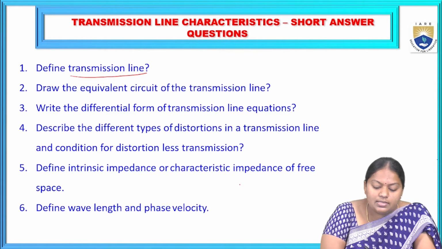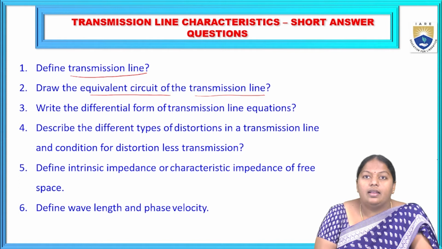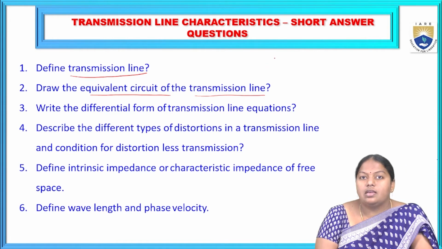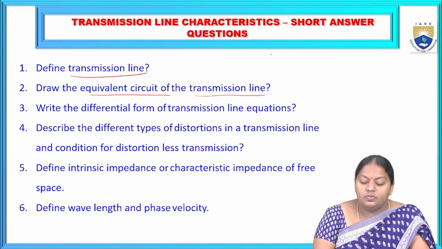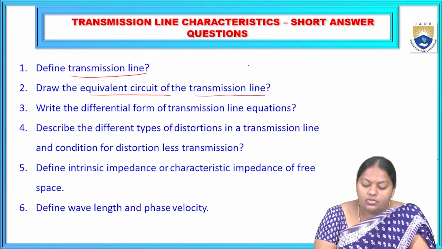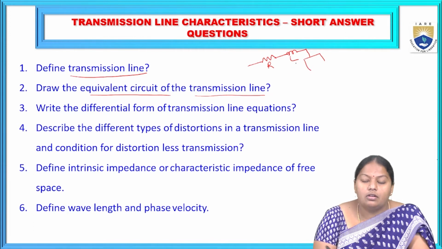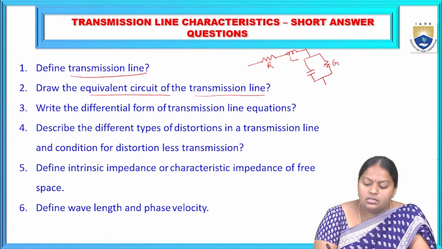Then draw the equivalent circuit of a transmission line. Basically, it consists of four primary constants of a transmission line: resistance R, inductance L, capacitance C, and conductance G. In the equivalent circuit, the two series elements are represented with R and inductance L, and the two parameters connected in shunt or parallel are the capacitance C and the conductance G.